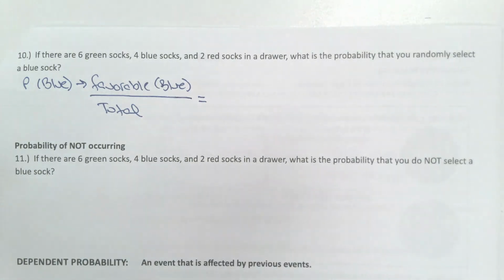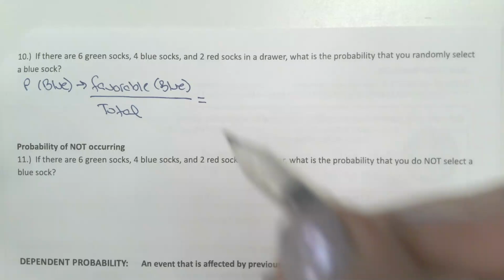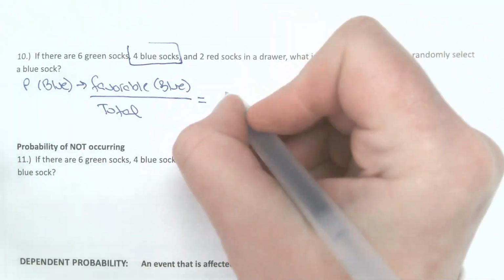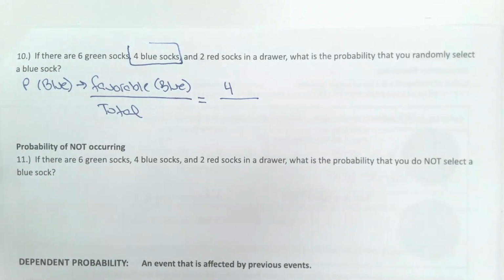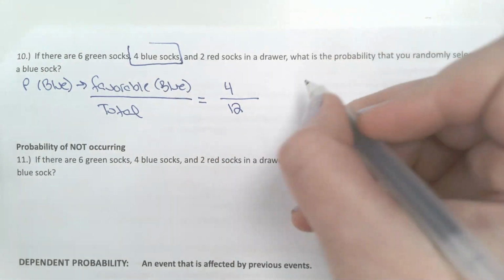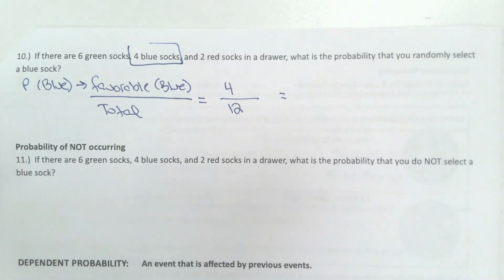So how many blue socks do you have in the drawer? 4. How many socks do you have altogether in the drawer? Okay. What is the probability? I think on the test or the quiz, I will tell you how I want your final answer, whether I want it as a fully simplified fraction or a decimal. What is this as a fully simplified fraction? Good.